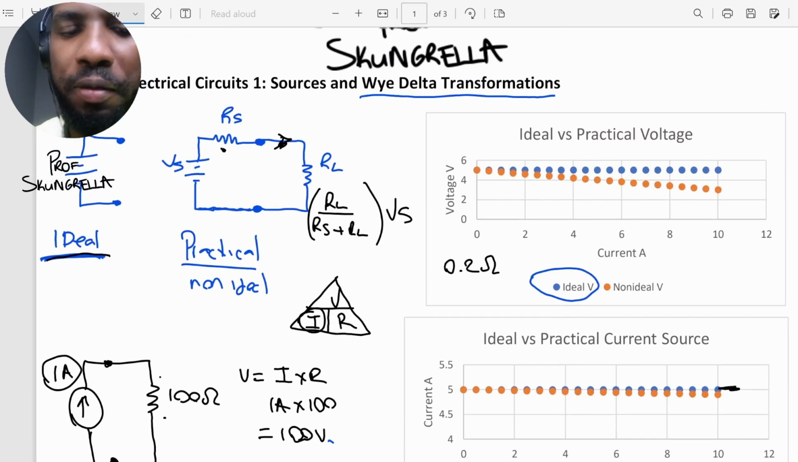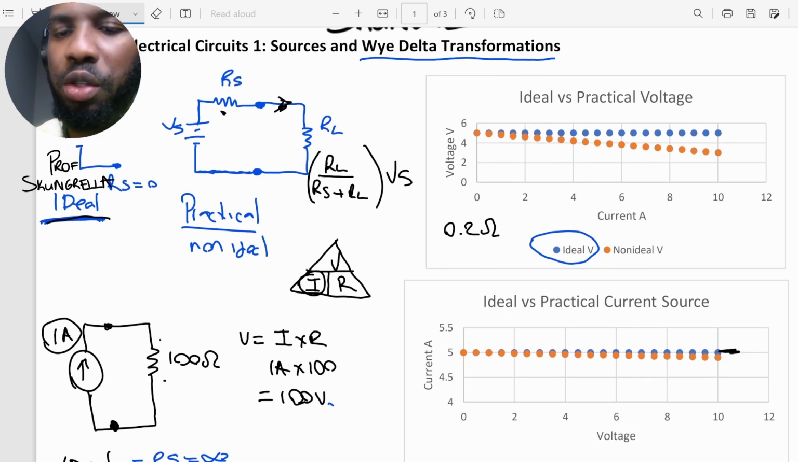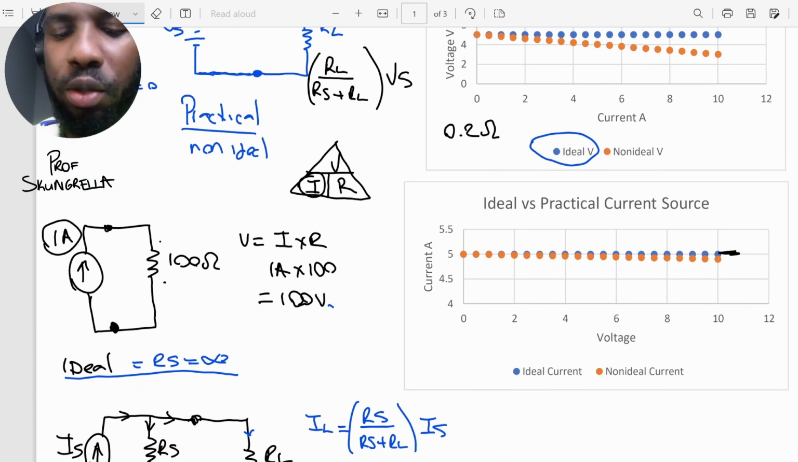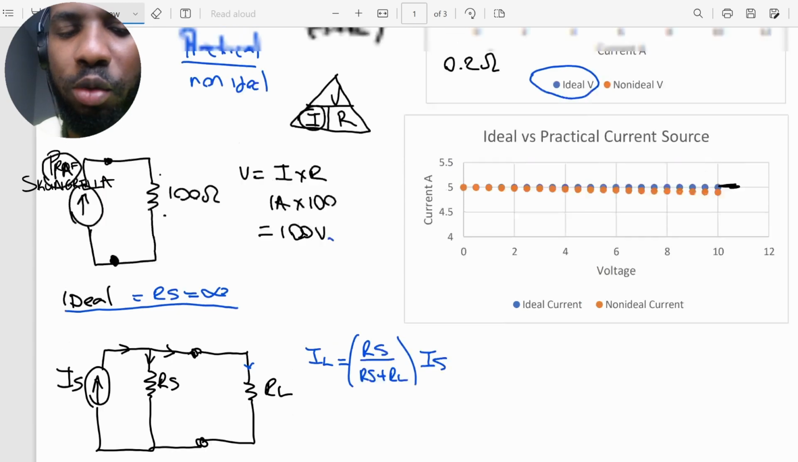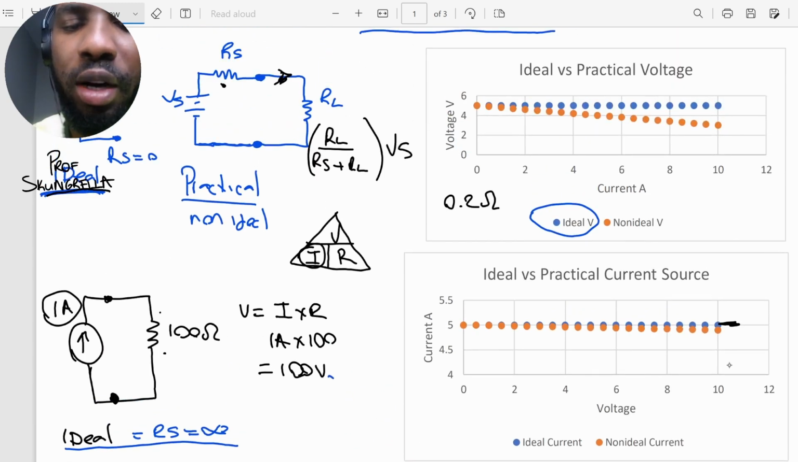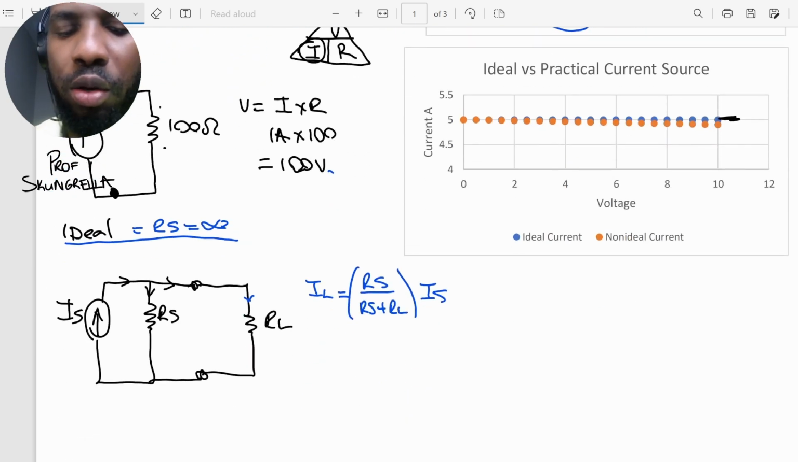Now, if you look at here, ideally, we want to say that in the ideal case, the source resistance is equal to 0, so that no voltage is dropped across the source and all the voltage is across the load. So this is just a short spiel on ideal and practical sources. Now, of course, we will have some problems where we will ask you to use a practical source in your calculations.